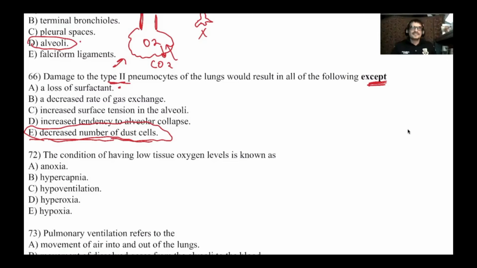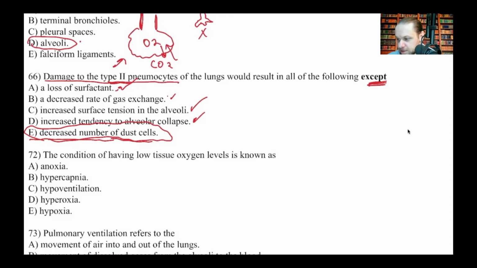Okay, and the other thing is, if I look at the other choices, they all kind of make sense. The type 2 pneumocytes make surfactant, so damage to them would decrease the rate of gas exchange, increase surface tension of the alveoli, and increase the tendency of the alveoli to collapse. So damage to the type 2 pneumocytes, if they make surfactant, right?